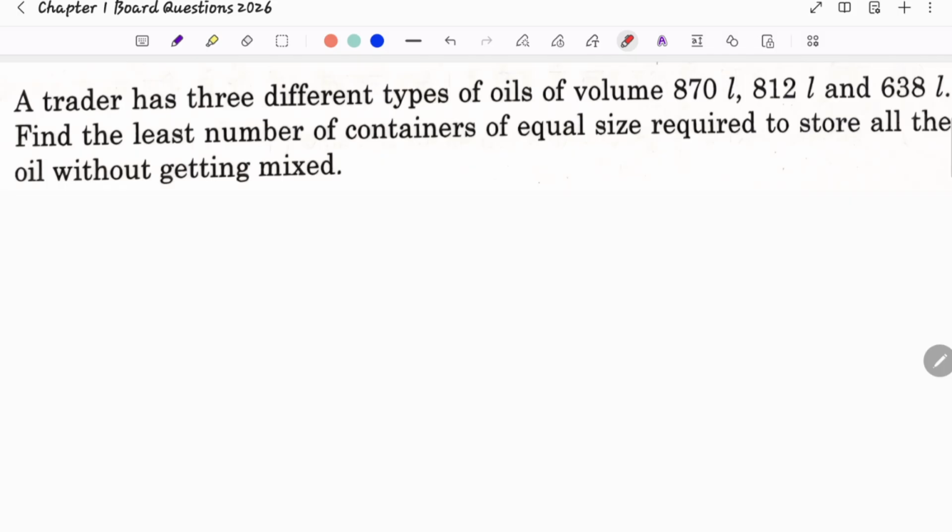Next problem. A trader has 3 different types of oils of volume 870 liters, 812 liters, 638 liters. Find the least number of containers of equal size required to store all the oil without getting mixed. So we have 3 different types of oils. We have the volume of the oils also: 870, 812, 638. We have to find out the least number of containers of equal size. It's very, very important, it's equal size, required to store all the oil without getting mixed. Okay.